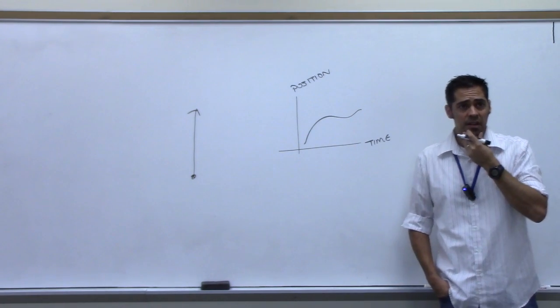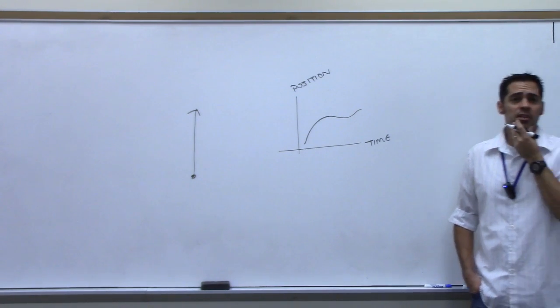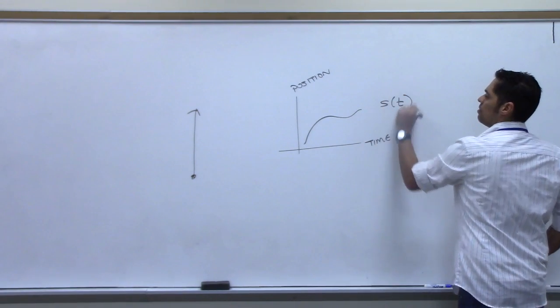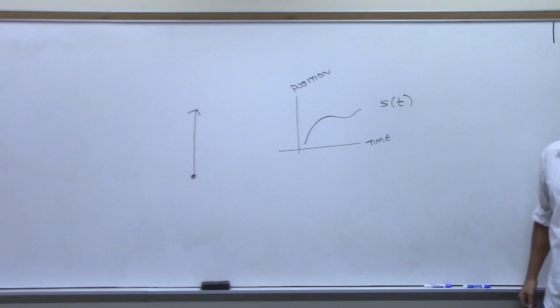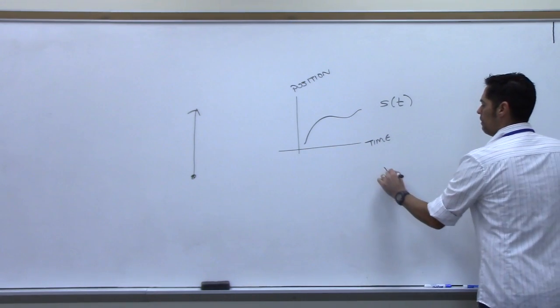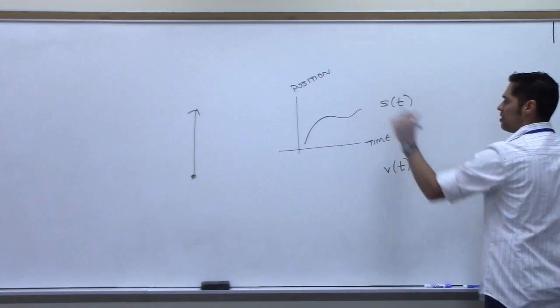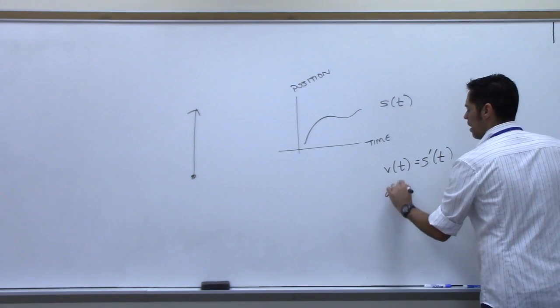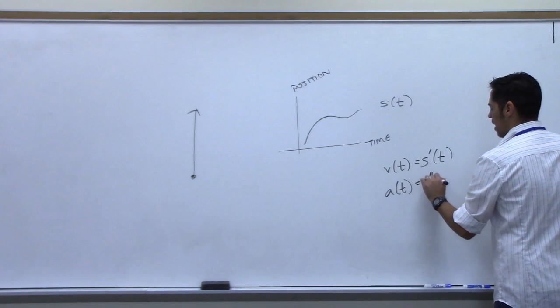So look, it says, recall that if the position of an object moving in a straight line is given by some function s of t, so this is the function s of t, that the velocity, v of t, the velocity of this object is the first derivative, and the acceleration is the second derivative.